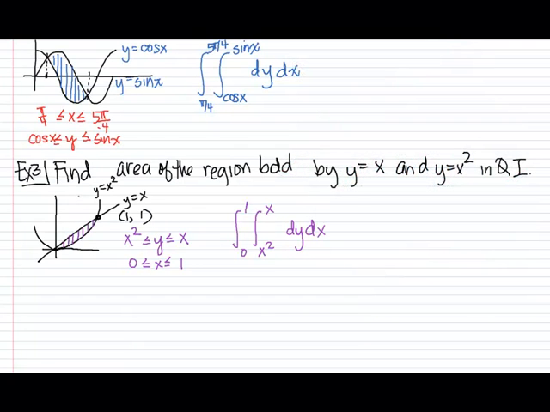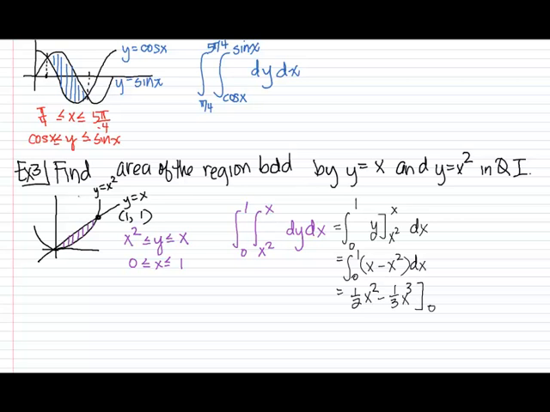Now let's work this one out. The integral of dy is going to be y, so it's going to be y from x squared to x. So I'm going to have the integral of x minus x squared dx. So that's 1/2 x squared minus 1/3 x cubed from 0 to 1. So I have 1/2 minus 1/3, which is going to be 1/6.